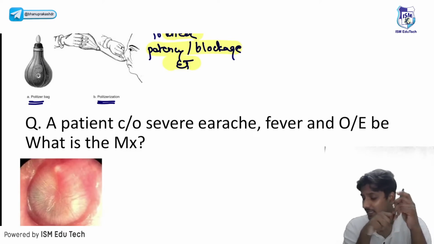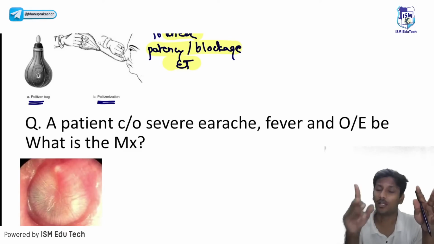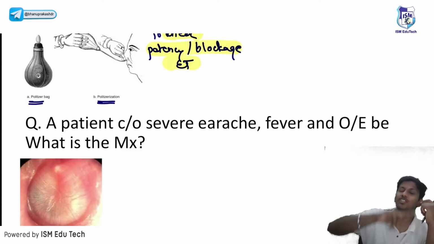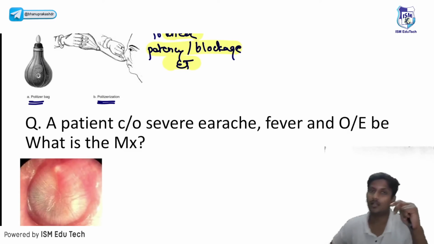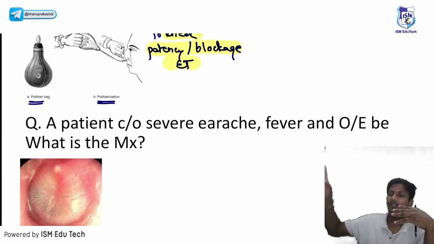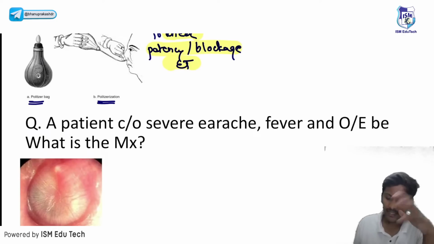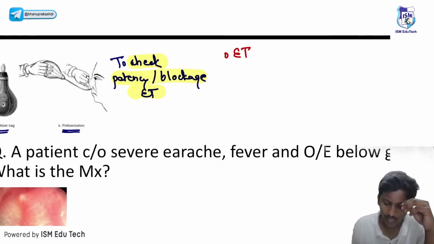But if you see that the tympanic membrane is not moving at all, that means the eustachian tube has been blocked. That is the reason why the changing air pressure is not transmitted to the middle ear. The air pressure change you are making is not reaching the middle ear because your eustachian tube is blocked. In that condition, you will not see any movement of the tympanic membrane.